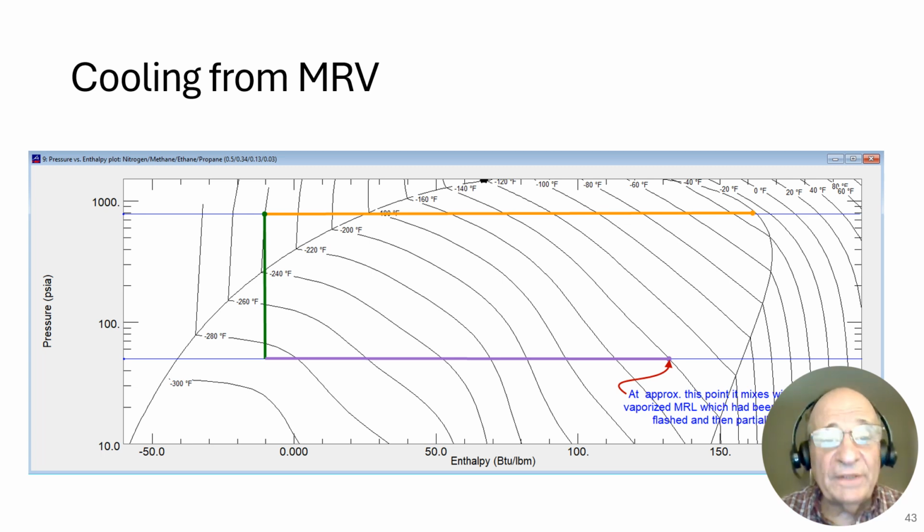This is a pressure enthalpy diagram of the MRV. The MRV, if you look at it, it says V, meaning vapor, starts off as a vapor. So it's on the saturated vapor line. And as this cools down in the MCHE, which is the main cryogenic heat exchanger, it's becoming more and more liquid. It's vapor and liquid, but finally, it gets to the point where it's 100% liquid. Then it becomes subcooled. Now it's a subcooled liquid down to minus 240 degrees Fahrenheit.